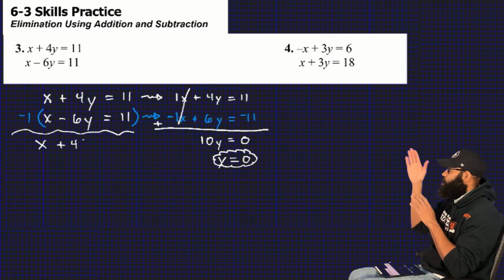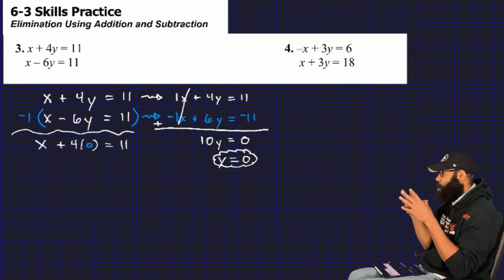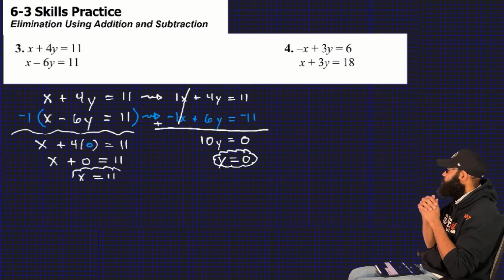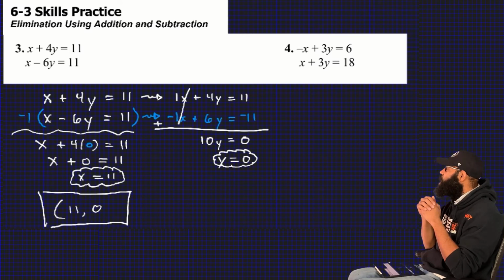Going back to the original system, picking one of the equations so that I can solve for the other variable. So I'm solving for x now. x plus 4y equals 11, so x plus 4 times 0 would equal 11. And then of course, 0 times 4 is 0, so x equals 11. Again, that gives me a nice boxed answer. And I am feeling good.